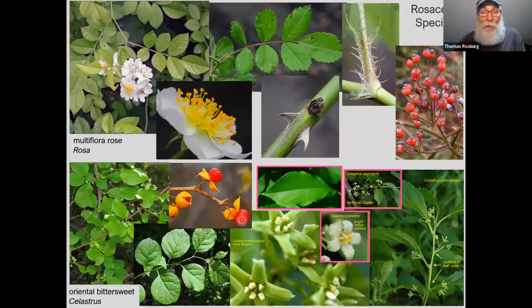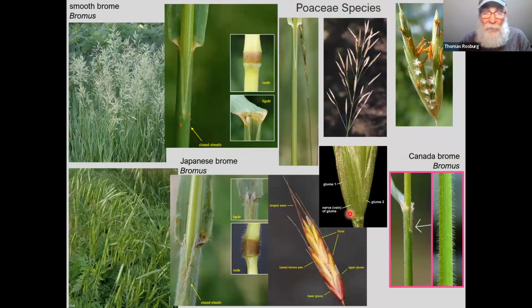All right, four grasses, and we're done. The first two are a couple of bromes. The first one I shouldn't have to talk too much about. If you know something about smooth brome, that's a real common forage grass, roadside grass, a cool season non-native perennial grass. The bromes are characterized by having closed sheaths.